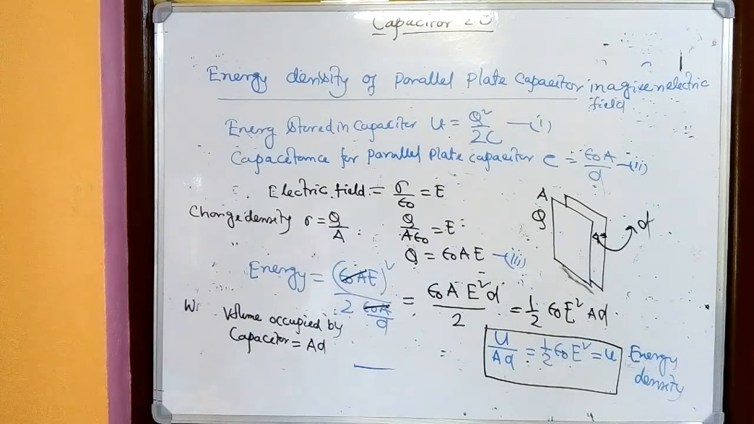It is important for the board. Not only that, many questions come in competitive exams from this equation. So apart from the derivation, it is also important to remember the equation half epsilon naught E square, where epsilon naught is the permittivity of free space and E is the electric field for a parallel plate capacitor. Okay, thank you.